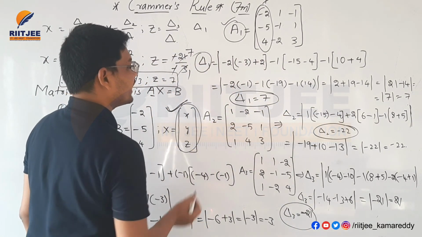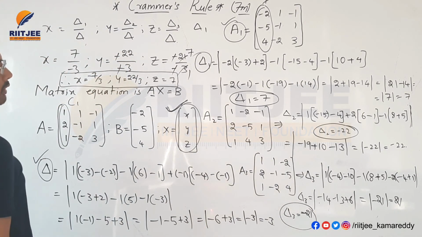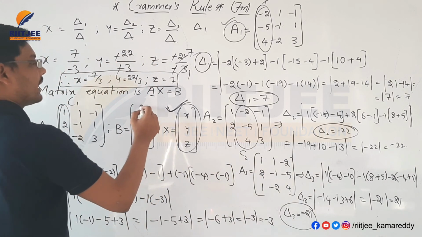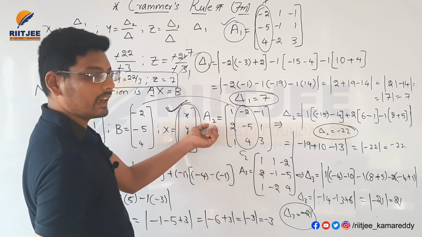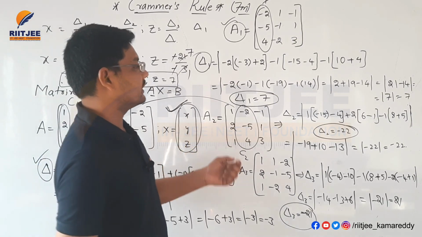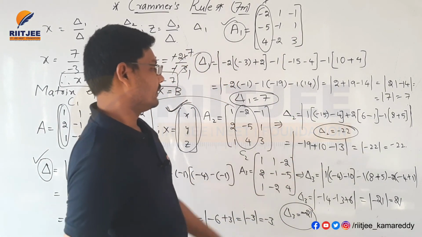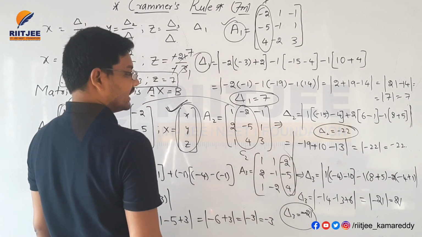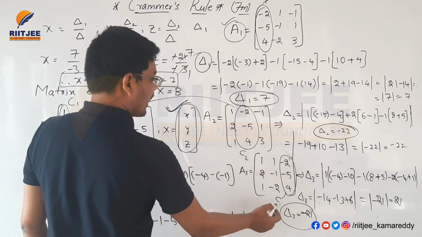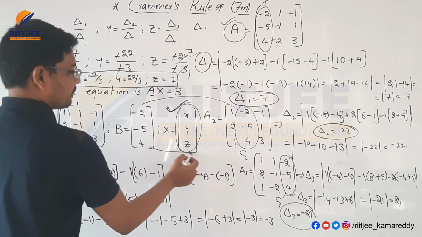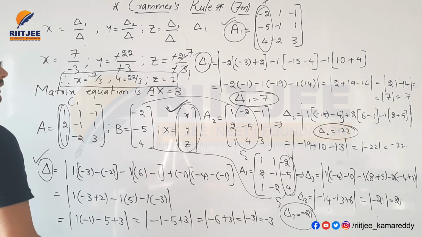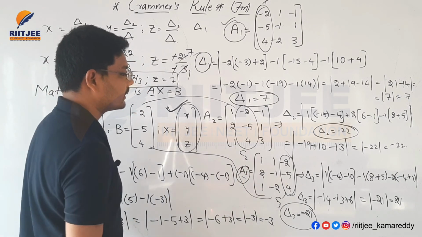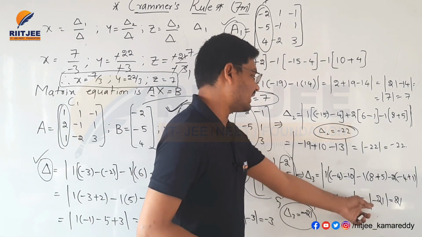Next, write the A2 matrix. The A2 matrix is framed by replacing C2 with matrix B here. Then we will get the matrix of A2 here. After getting the A2 matrix, then find the value of delta 2 here. Next, the final step, after replacing C3 with B here, we will get the A3 matrix. After getting the A3 matrix, then find the value of delta 3, we will get the delta 3 value.